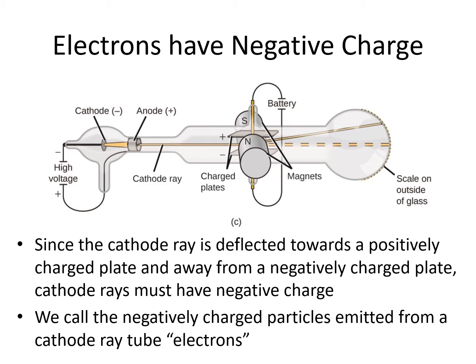Charged plates can be placed on either side of the tube. The so-called cathode ray is attracted towards the positive plate and away from the negative plate, indicating that the ray is negatively charged. It turns out that this cathode ray is made up of negatively charged particles called electrons.